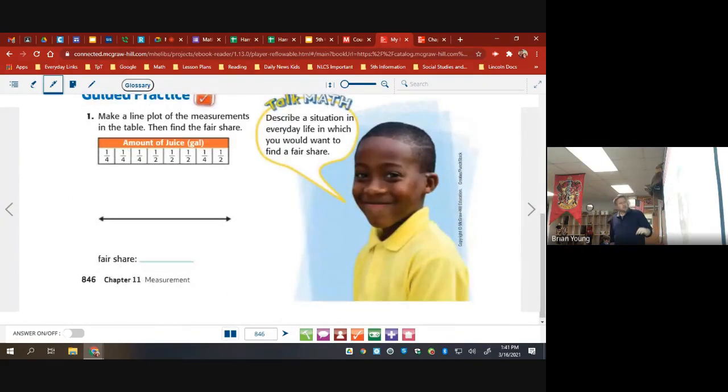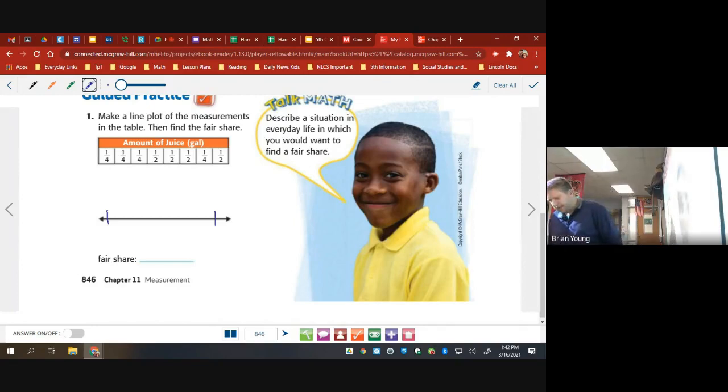So this one right here says, make a line plot of the measurements in the table and then find the fair share. So let's practice actually extending this and making a line plot. We're going to put a line here, and a line here. Go ahead and do that on your page. Since these are fractions, what would be the most logical choice to put right here? 1. Because everything's going to fall in between there, right? Since they're fractions, that would make the most sense.